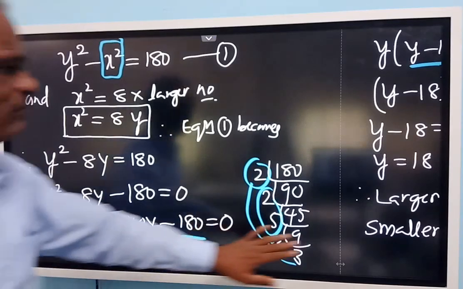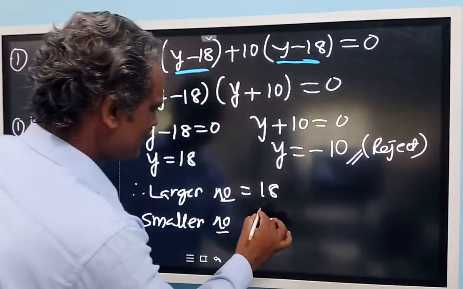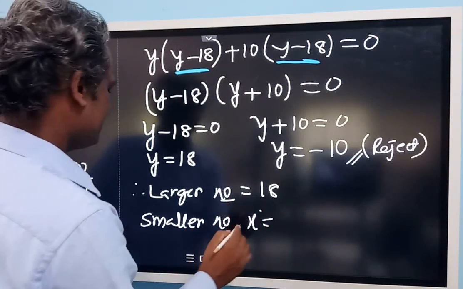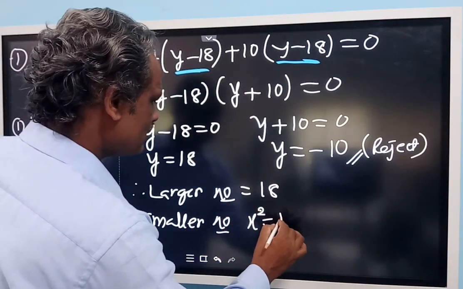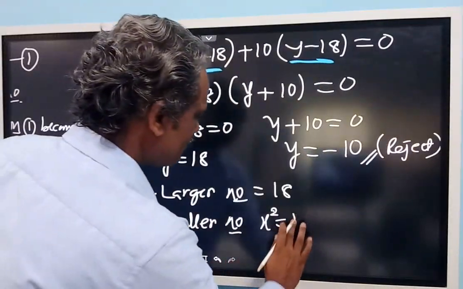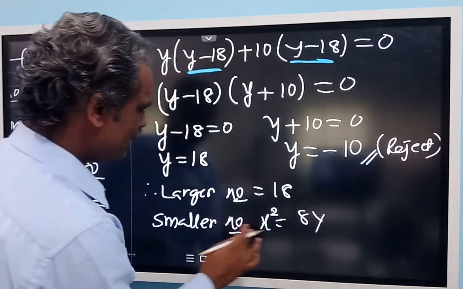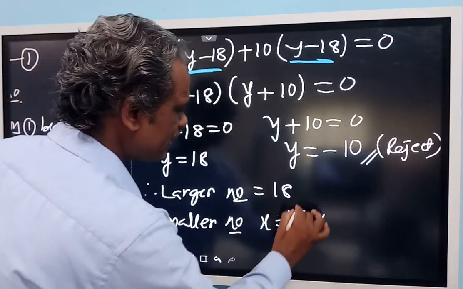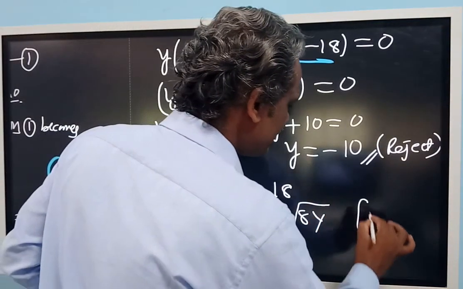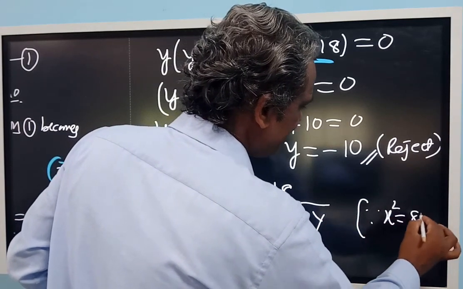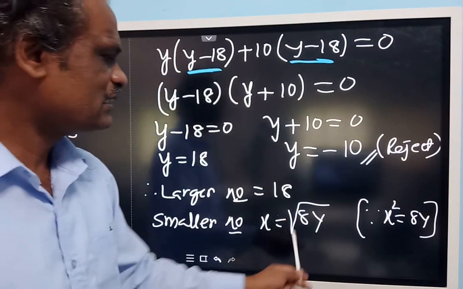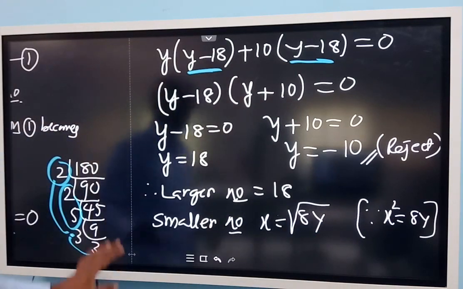X square is equal to 8y. You can use that relation. We know that x square is equal to 8y. We want the smaller number x, so we have to take the square root of that one. So x will be equal to root of 8y.